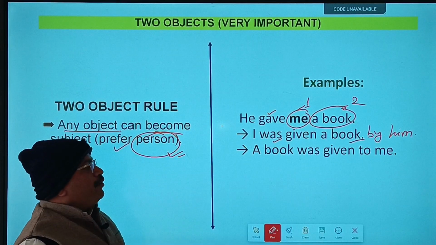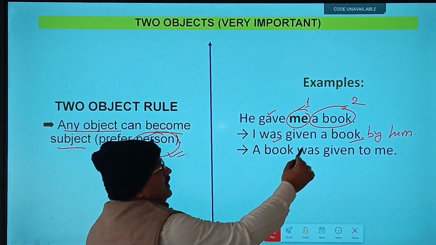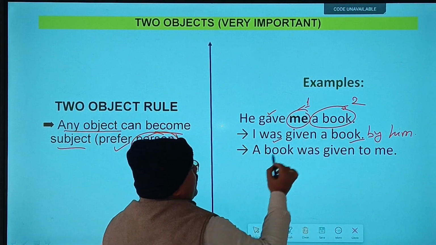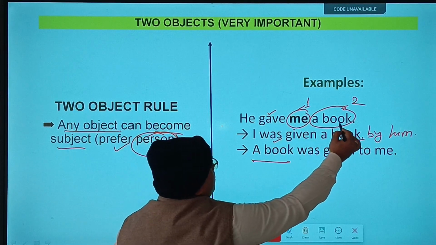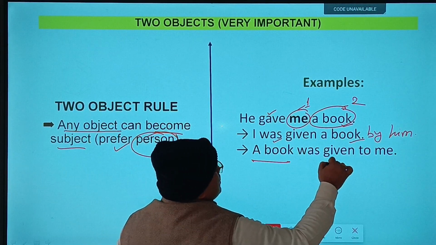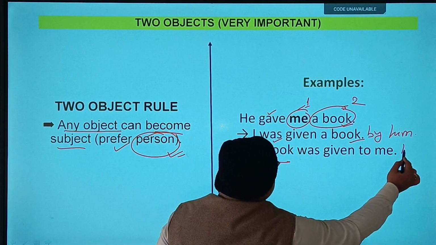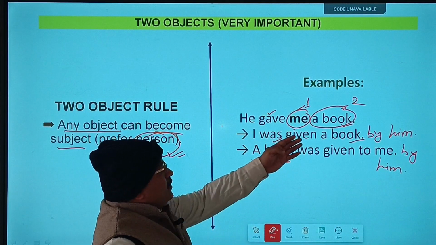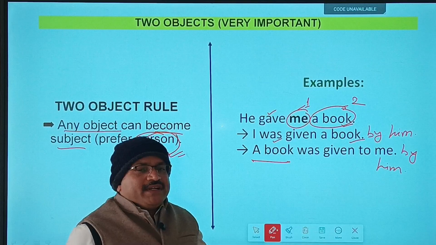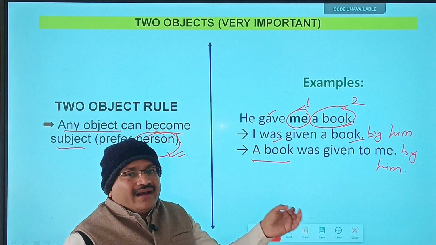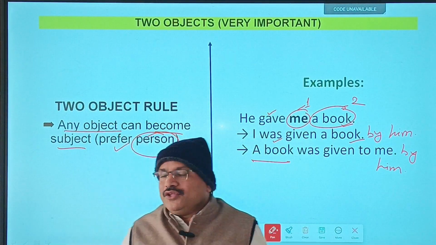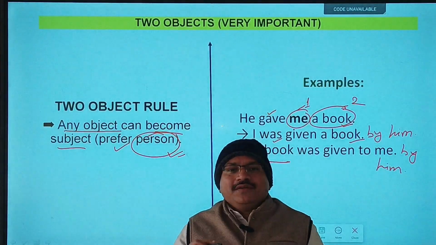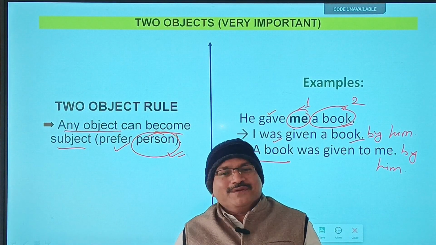I was given a book by him. Now you can take this object also, a book. If you take a book as the object, a book was given to me by him. Yes or no? So if a sentence has two objects, you can pick either of the objects, but you should prefer what? If the object is the person.